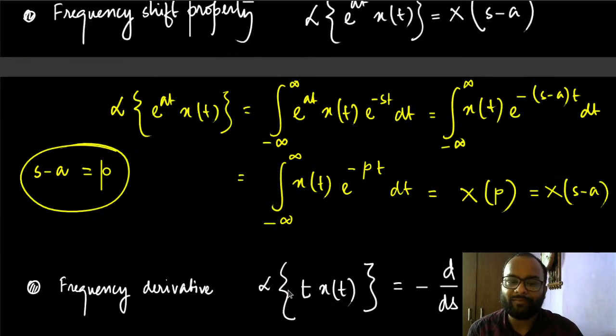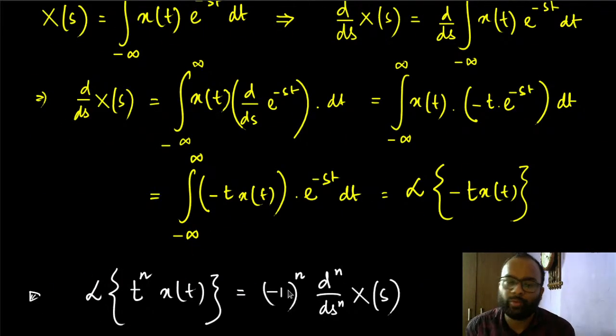Okay, so we have derived a few properties, and we are left with 3 important properties: the convolution property, the final value theorem, and the initial value theorem.